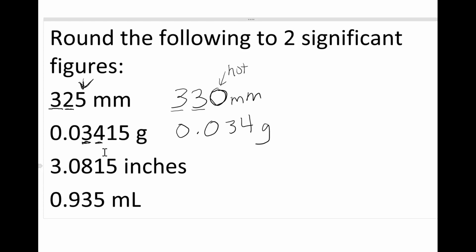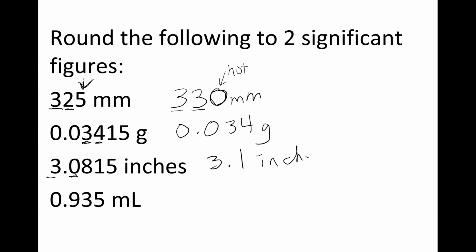We're going to do the same thing on the next one. 3.0815 inches. 3, 0 are the first 2 significant figures. Our next value, the one that we're going to drop, is an 8. So we're going to round the 0 up to 1. So it becomes 3.1 inches.